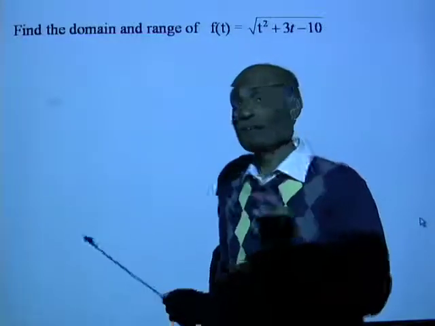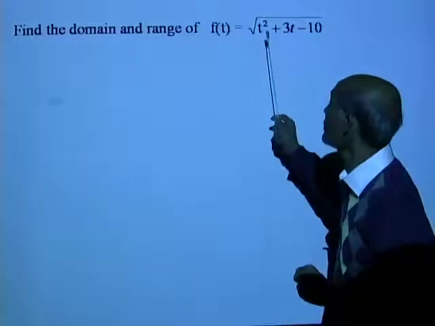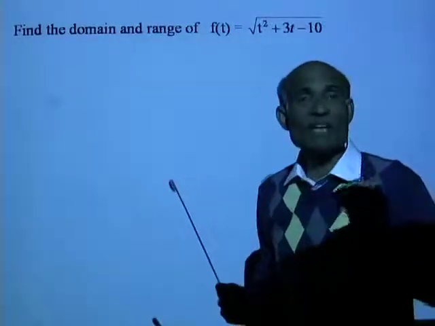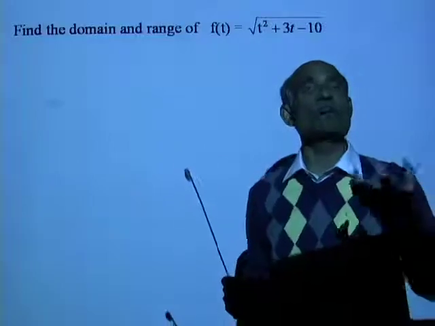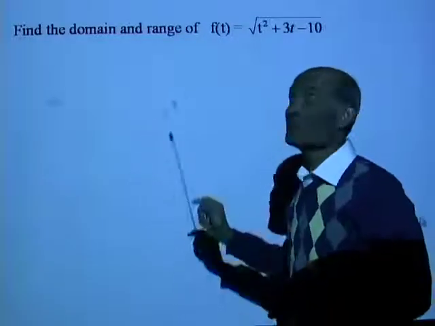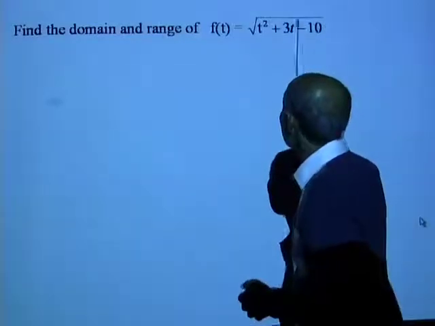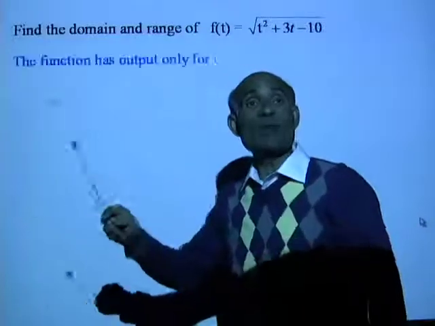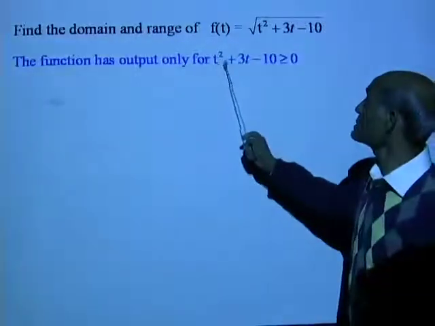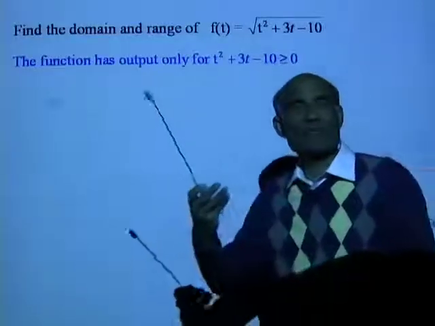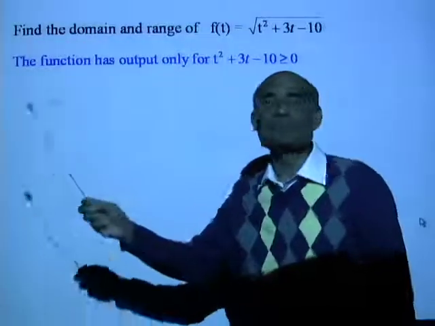Well, first of all, you know that a quantity inside the square root sign cannot be less than 0. It cannot be negative. So to find the domain of this function, we would take the quantity inside the square root and set it greater than or equal to 0. t squared plus 3t minus 10 must be greater than or equal to 0.